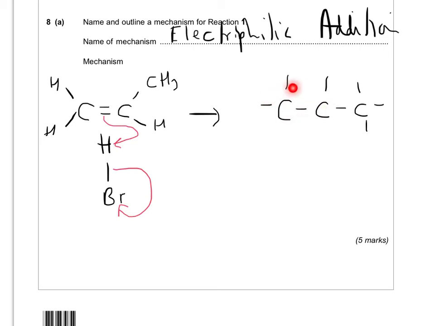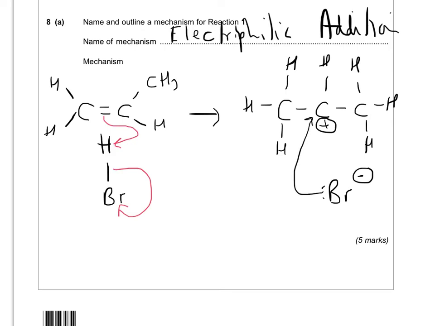It's going to go on this C because this one would be a more stable carbocation, because that would form a secondary carbocation compared to a primary carbocation, which it would be if the positive charge was on this one. And a secondary carbocation is more stable because it has a stronger positive inductive effect from the carbons either side of it. So this is your intermediate, secondary carbocation, and then you've got your Br minus left over, lone pair comes in and joins onto your intermediate like that. So make sure you've got your lone pair there, and that will give you 5 marks.